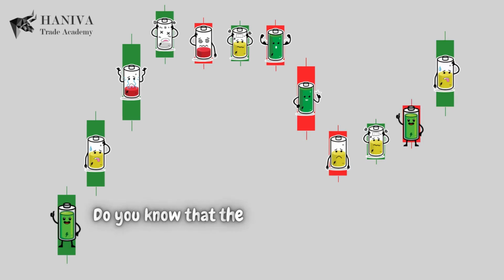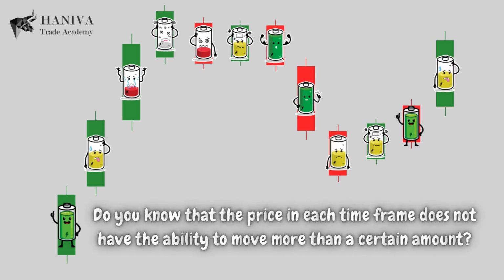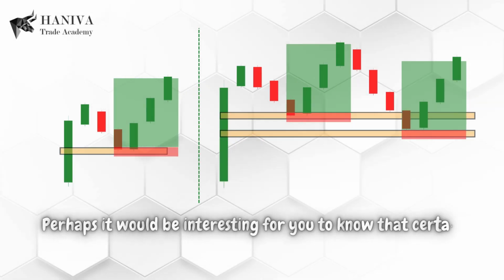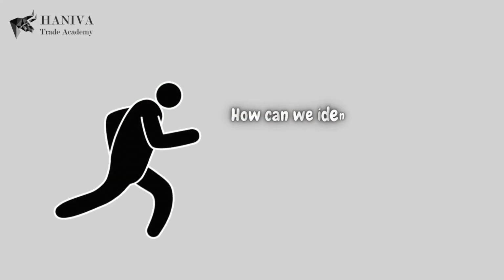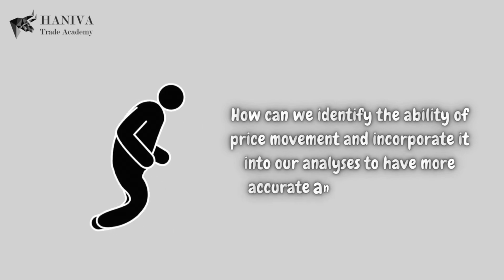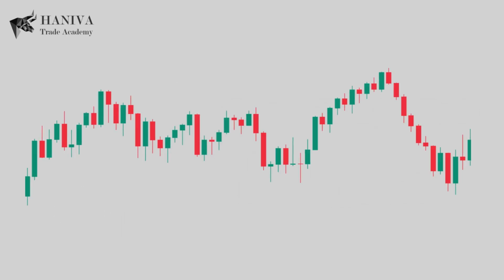Do you know that the price in each time frame does not have the ability to move more than a certain amount? Perhaps it would be interesting for you to know that certain candlesticks have important regions that reverse the price. How can we identify the ability of price movement and incorporate it into our analyses to have more accurate and precise results? Take a look at the image.